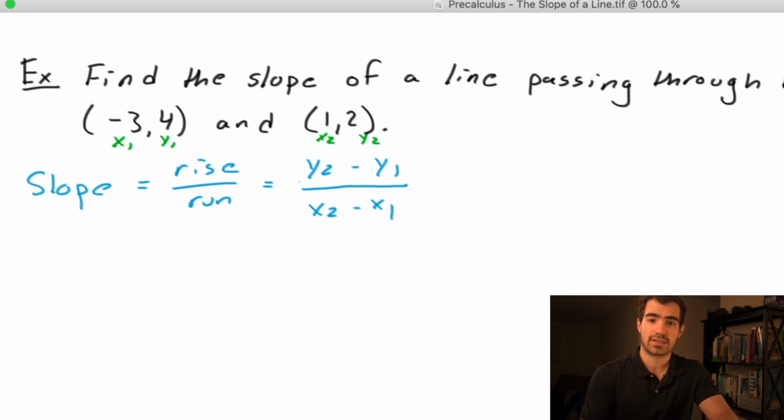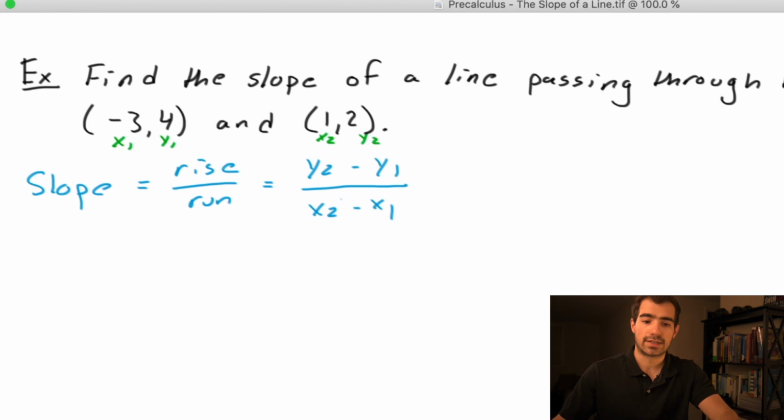Now, I'm going to work it out this way. I would encourage you, if you are watching at home, to work it out the other way where you flip them around. Label the point 1, 2 as x1, y1 and the point -3, 4 as x2, y2, and see that you actually get the same answer as well. But once we've labeled these here, all that's really left for us to do is to plug in.